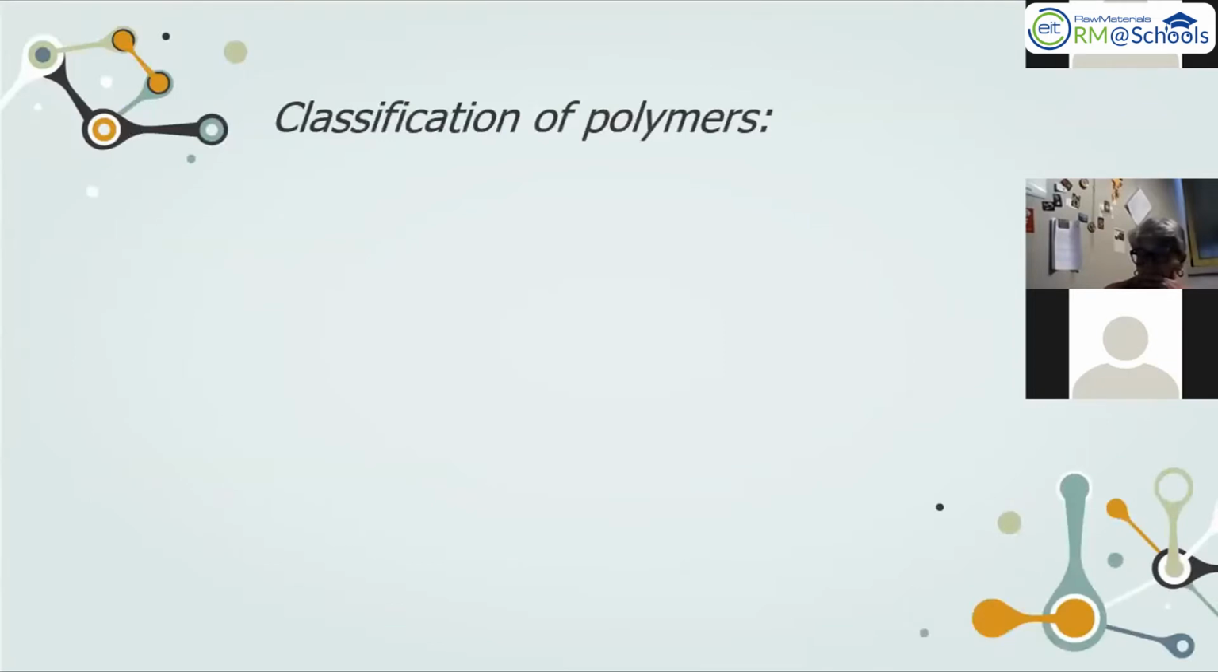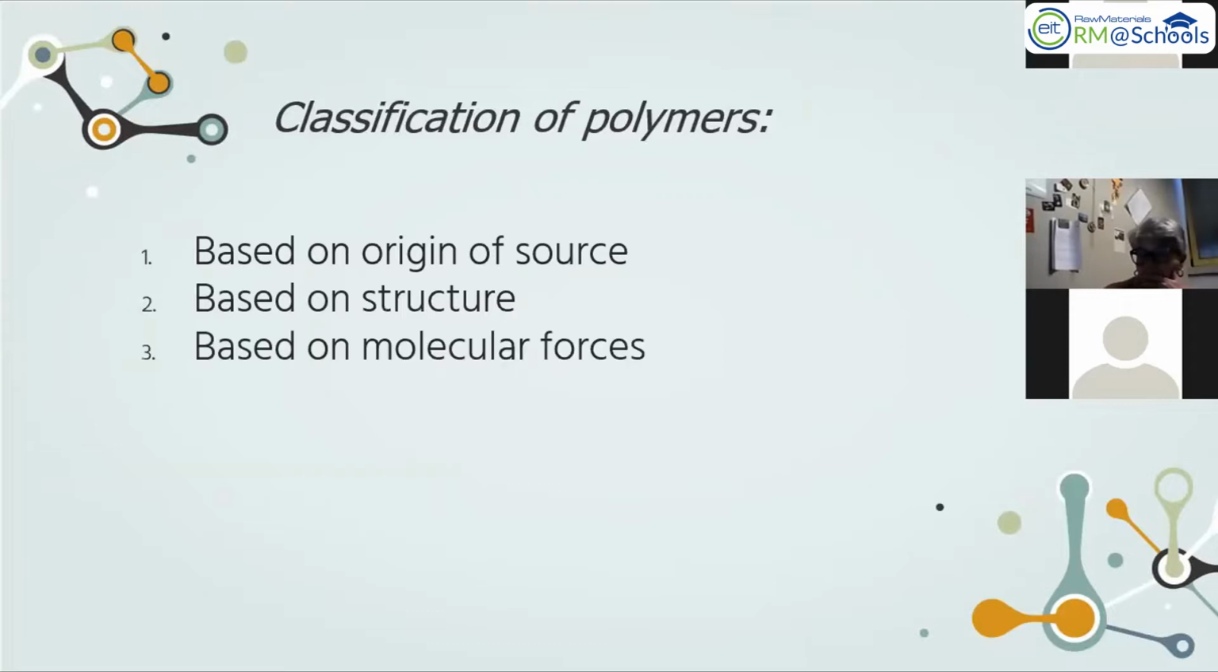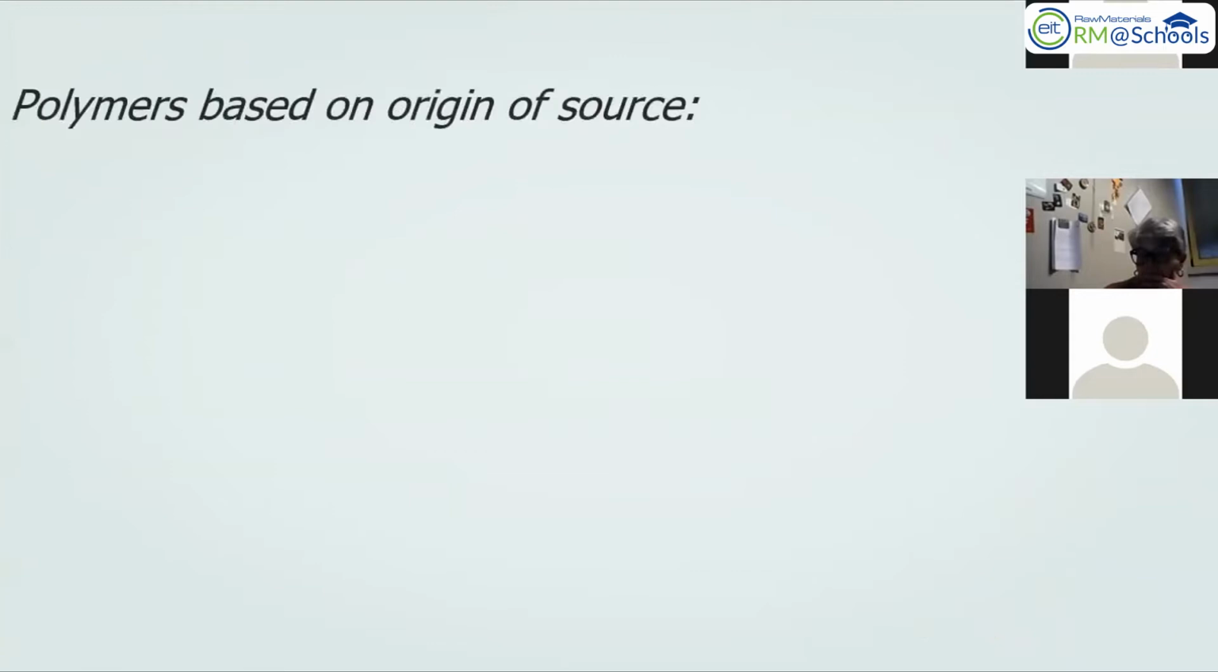Now there are several classifications of polymers. Polymers can be classified by origin, structure, molecular forces, and mode of polymerization. So we will start with polymers based on source.